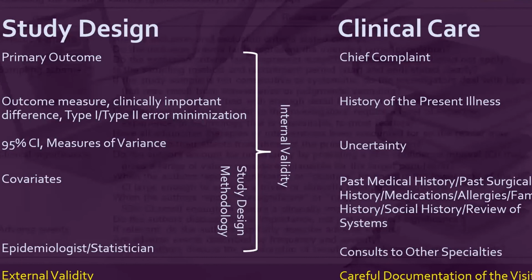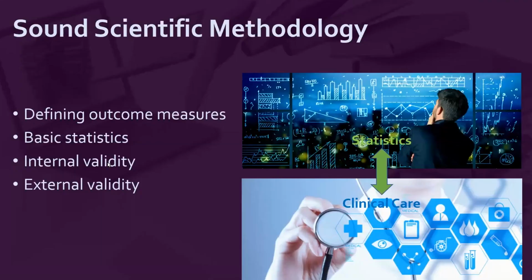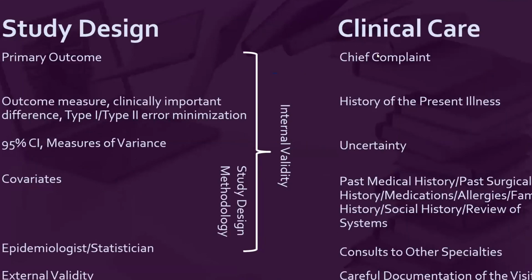Likewise, there's a nice checklist for external validity in that same reference that I mentioned as well. So, in summary, we've talked about defining outcome measures, basic statistics, internal validity, and external validity. And we've really done that with this context of thinking about our regular old remote clinical care key components and how those can align with the key components and study design.